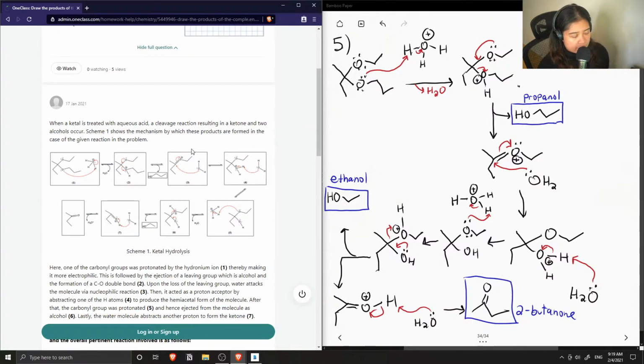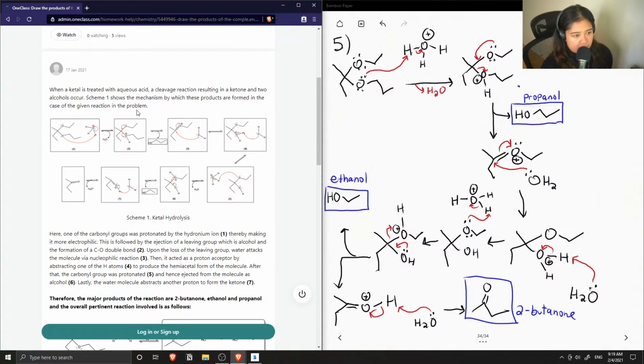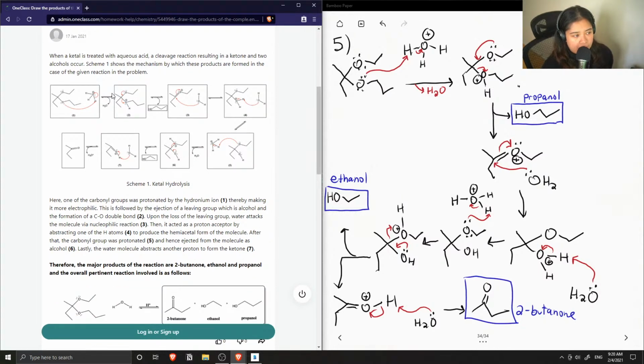When a ketal is treated with aqueous acid, a cleavage reaction results in a ketone and 2 alcohols. Scheme 1 shows the mechanism by which these products are formed in the case of the given reaction in the problem. Okay, so we have the protonation of one of the oxygens. Okay, this comes down to form propanol. Water will come in, get deprotonated, and then the same thing happens again. And we get ethanol and 2-butanone.